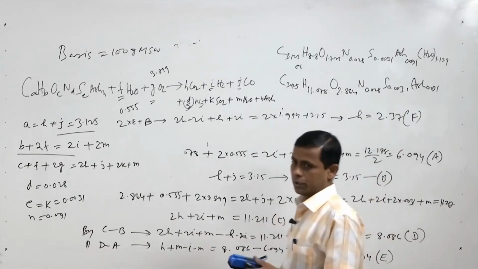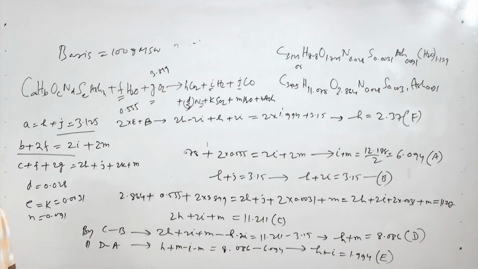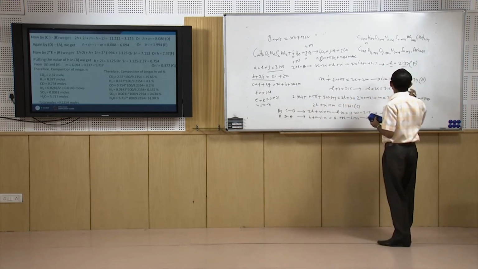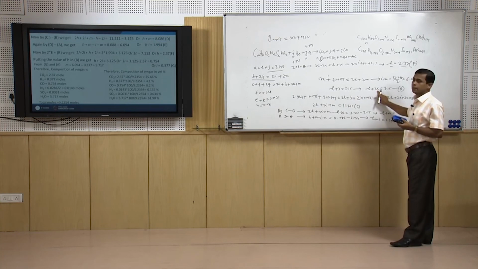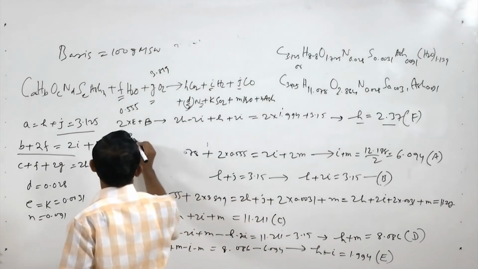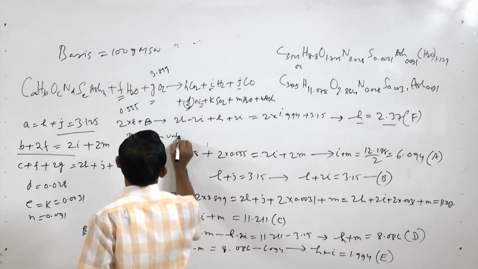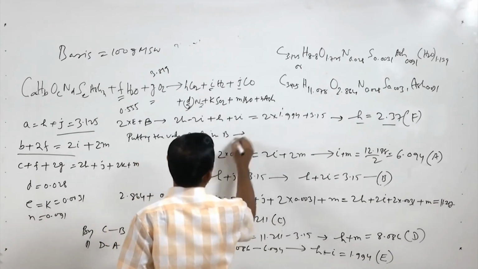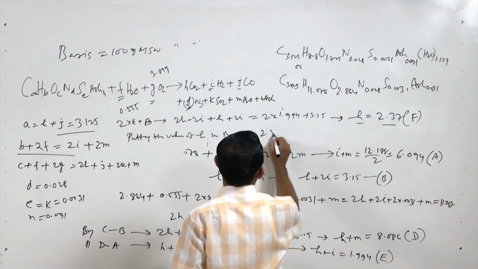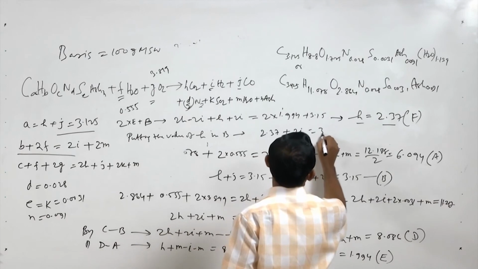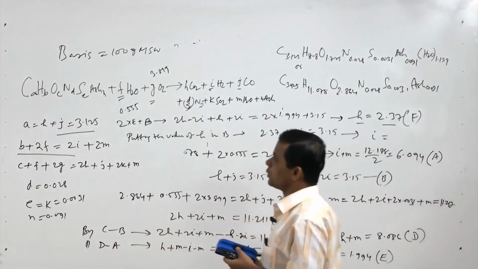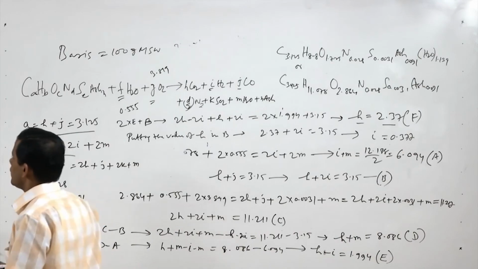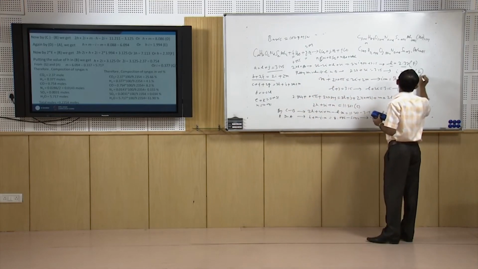So now we have E, now we have got F. Then putting the value of H in B, we will get the value of I. So 2I, putting the value of H in B, we get 2.37 plus 2I is equal to 3.15, or it is giving I is equal to 0.377. So that is equal to say G.